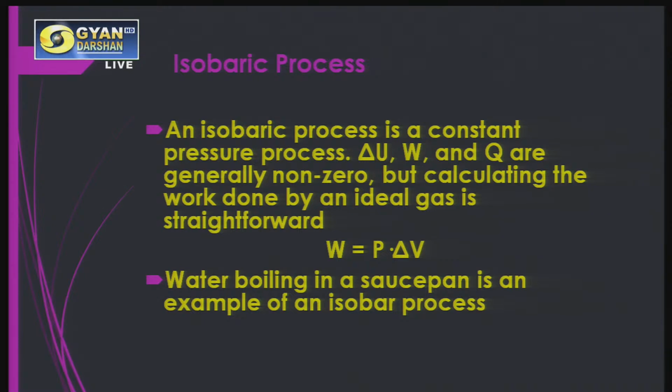So our delta U will be Q minus W, that is, Q minus P delta V. An example of this kind of process is when we are boiling water in any saucepan, etc. Then it is an isobaric process.